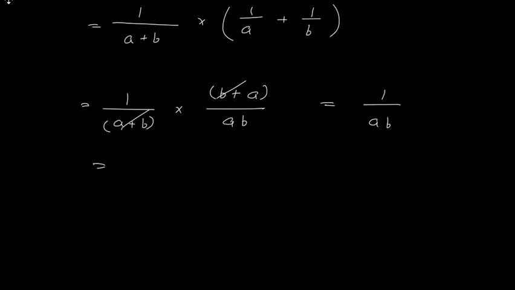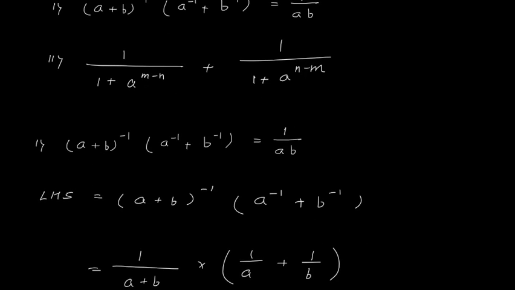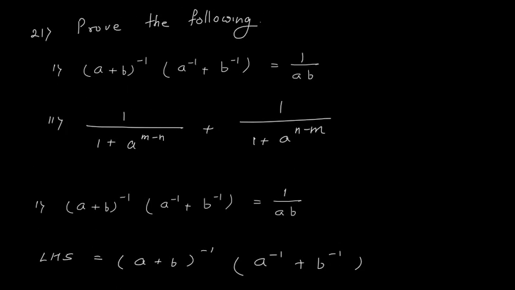So we got the right hand side. So hence my LHS is equal to RHS. LHS is equal to RHS means this (a plus b) the whole power minus 1 into (a power minus 1 plus b power minus 1) is equal to 1 upon ab.